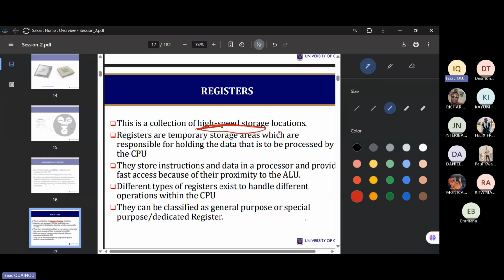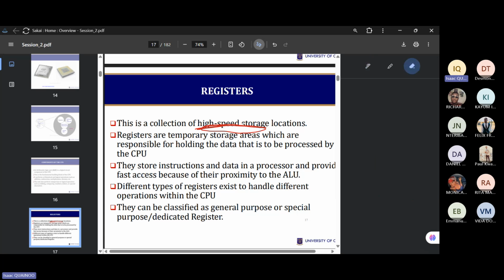So if they should ask which of these is a high-speed storage unit, and the hard disk is mentioned, let's say the ROM, you should know immediately, once you see registers in there, that is the answer that you are going for. So it is a collection of high-speed storage locations.